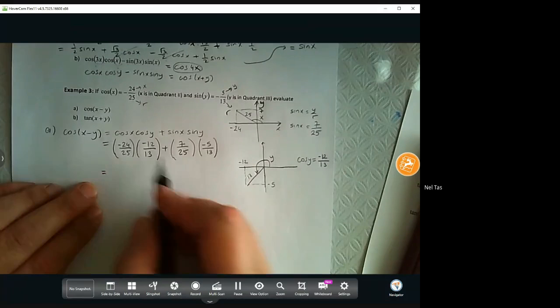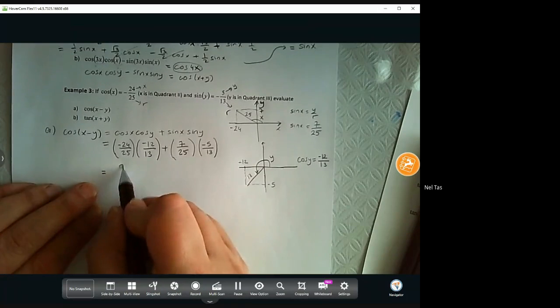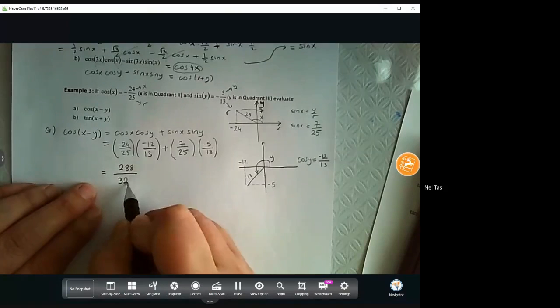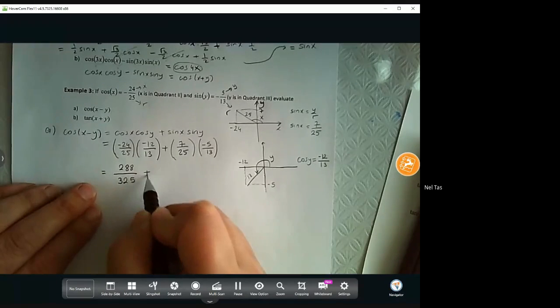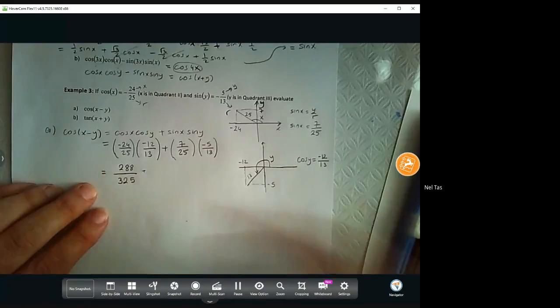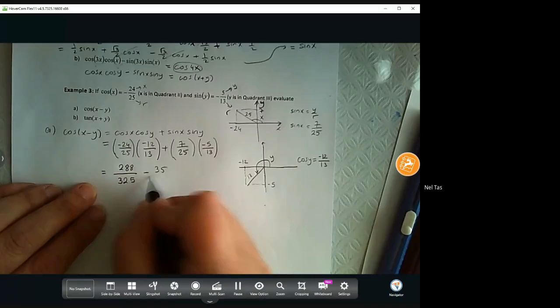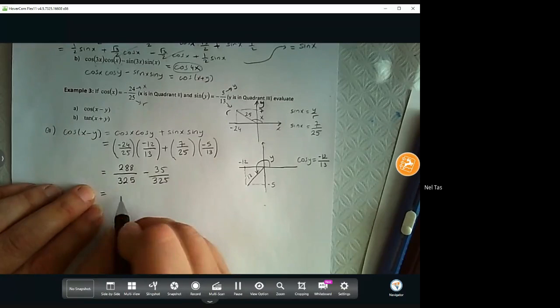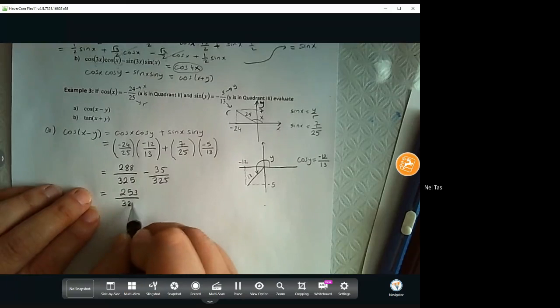Okay, so if we multiply these, we get 288 over 325, and then minus 35 over 325. If you subtract, you get 253 over 325.